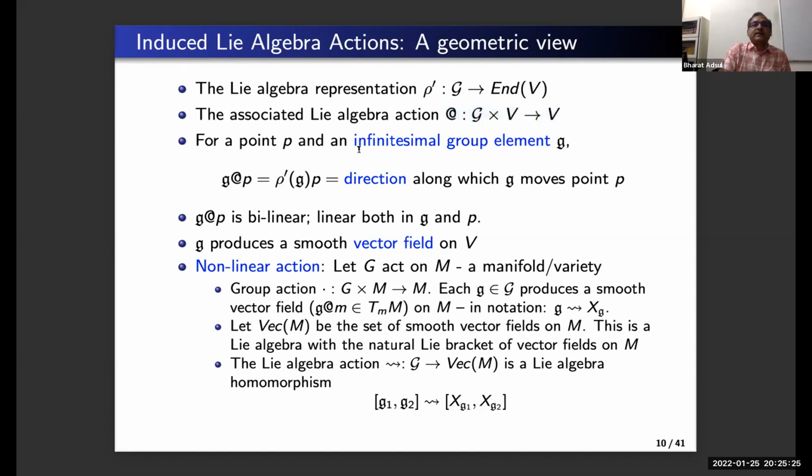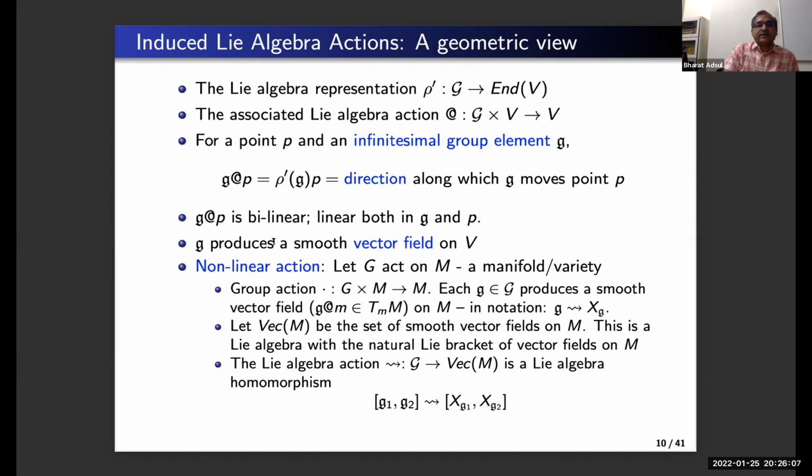Here is a more geometric picture of this Lie algebra action. For a point p in this vector space V, and for an infinitesimal group element, or Lie algebra element g, this action g at p essentially tells you, if I move the point p infinitesimally by this infinitesimal element g, in which direction the point p will move. So this is just the direction along which the group element moves the point. And this operation is bilinear: linear in both the Lie algebra element as well as the point.